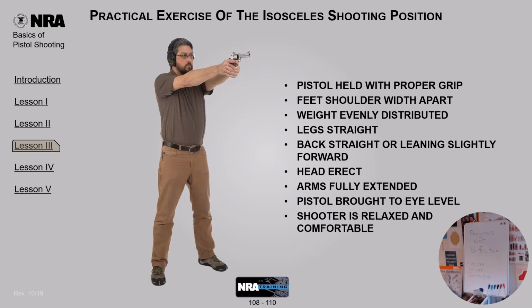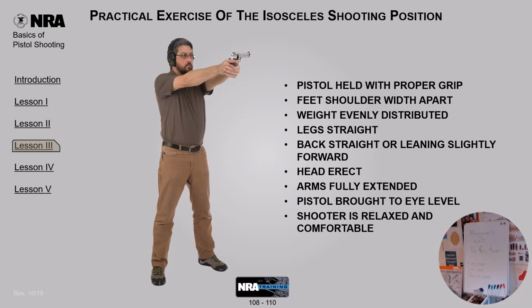Legs are slightly bent. I know that it says straight, but if you think about it, we want to manage our recoil. And it's like we want to kind of be in a position where we're running towards the target because the gun is going to push us back slightly. So we want to be in a physical position that makes us feel like we could run towards the target relatively easily. Our head is erect.